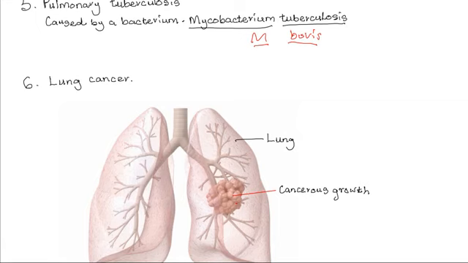So in this illustration here, we see this is a cancerous growth affecting one part of the lung. So this growth may just be confined to this particular part. In that case, the growth is said to be benign. But if the cancerous cells break away and spread to other parts of the body, then the tumor or the growth is said to be malignant.